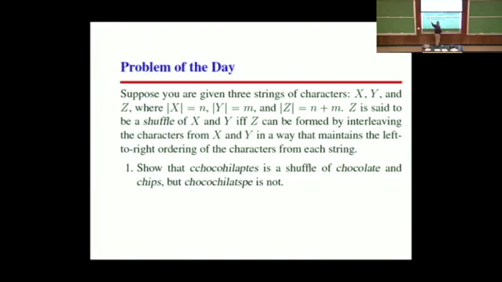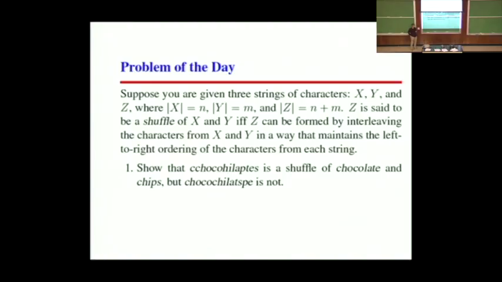So how would we show that that first word, chocoleptes, or whatever that is spelled, is a shuffle of chocolate and chips? Can anybody kind of argue? We claim the first one can be made of chocolate and chips. How do we make chips out of this thing, leaving chocolate? Does anybody have an idea how to do it? See what we're trying to do? This word over here. How can we delete chips from it to leave chocolate? Does anybody see how to do it?